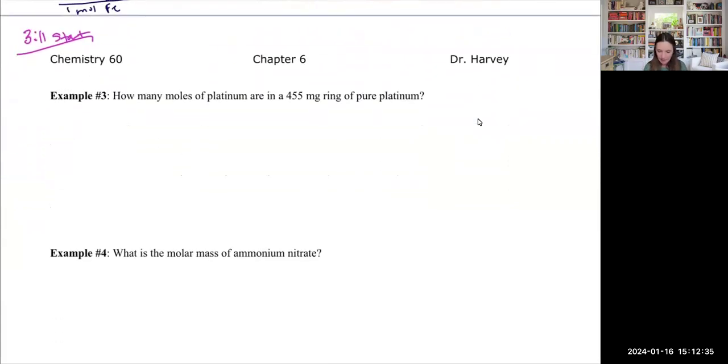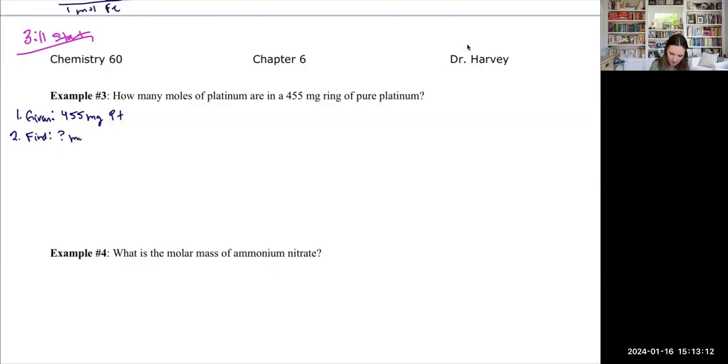Question 3, how many moles of platinum are in a 455 milligram ring of pure platinum? Okay, so what we're looking at here, I can see that I am given 455 milligrams of platinum. And we need to remember that platinum is Pt. And what am I trying to find? I am trying to find moles of platinum.